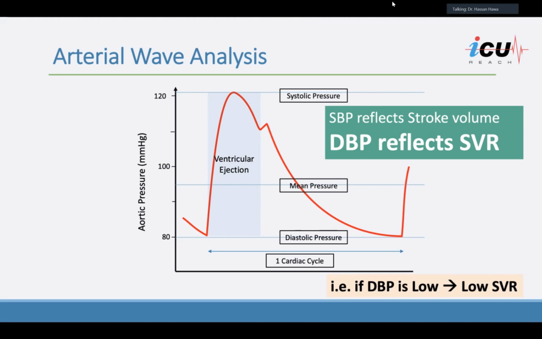Whenever you see a patient with a diastolic blood pressure of 40 millimetres of mercury or less, then most certainly you are dealing with a patient with reduced vascular tone, reduced systemic vascular resistance. You might have other issues with the patient, but at least you need to keep in mind that probably a major factor in this patient's hypotension is reduced systemic vascular resistance.